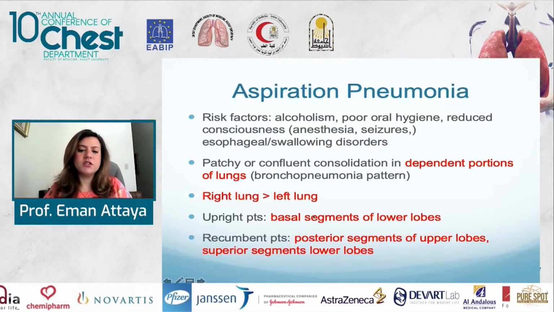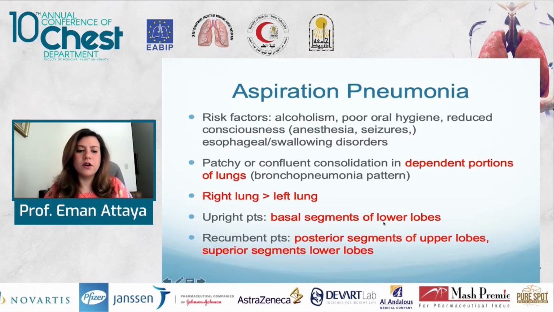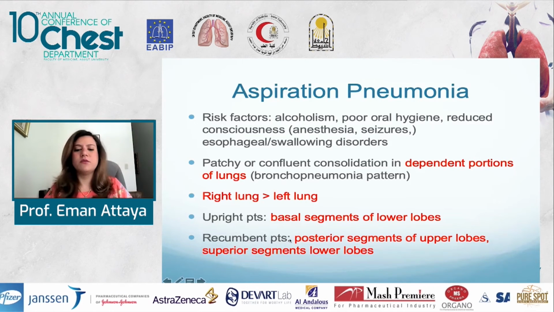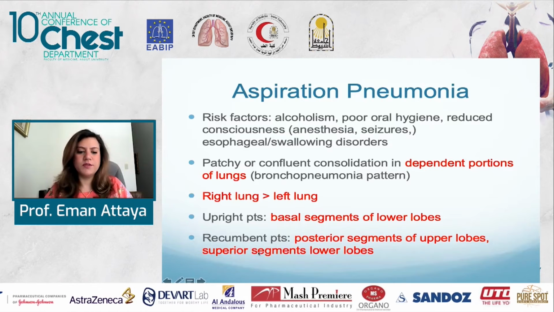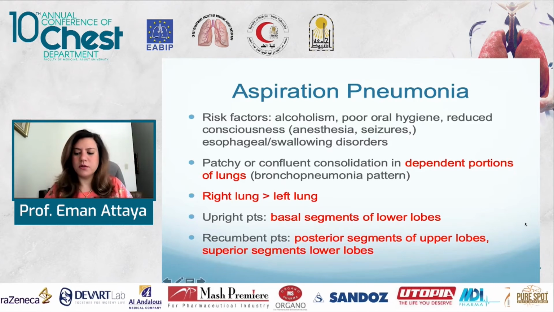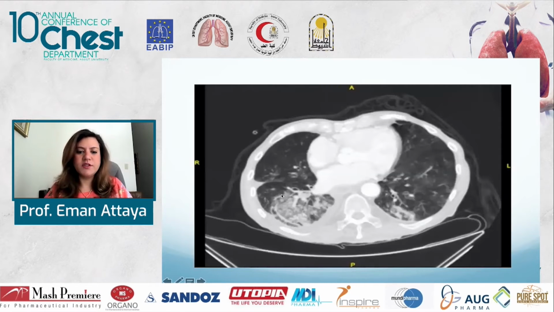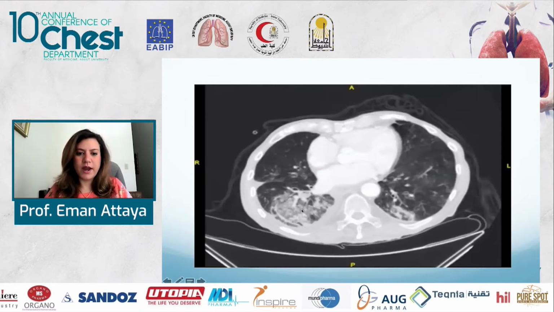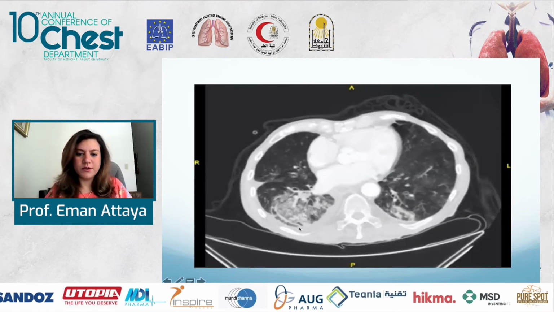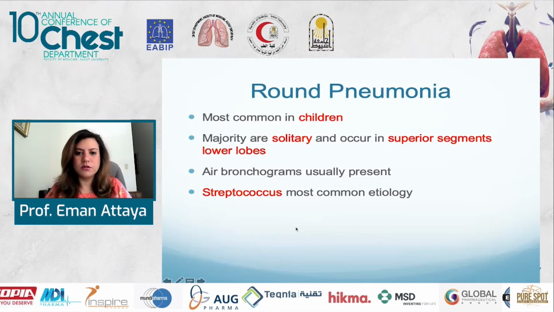In upright patients, we'll see it in the basal segments of the lower lobes. If they're lying down, then we'll see it in the posterior segments of the upper lobes and the superior segments of the lower lobes. Here's an example of aspiration pneumonia. Do you see how the right lower lobe is involved with more aspiration than the left lower lobe? We also have a right pleural effusion.